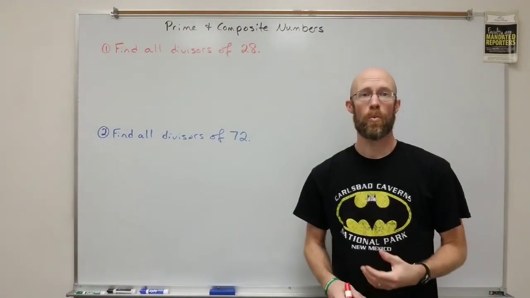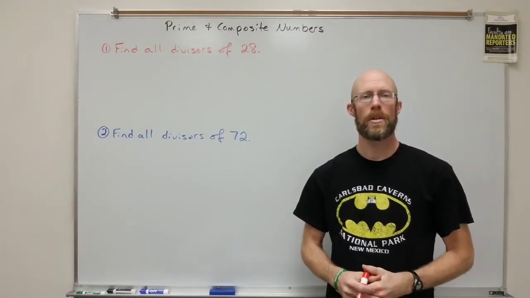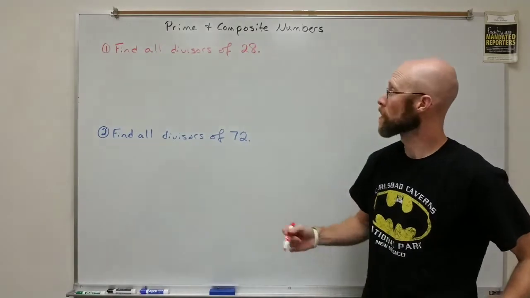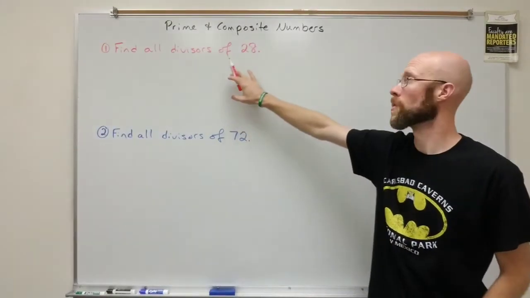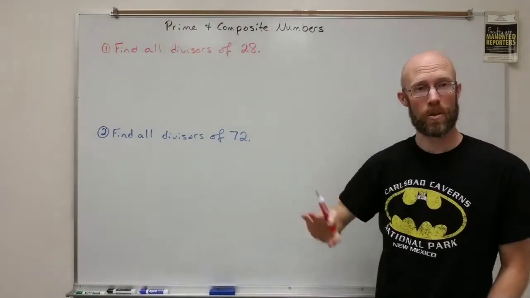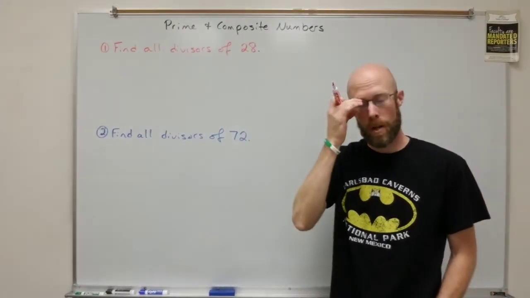And so now we're going to do some work with prime and composite numbers. I've got a couple examples up here. First of all, we're going to find the divisors of composite numbers. Okay, so I've got 28 and 72 we're going to work with for just a few minutes.